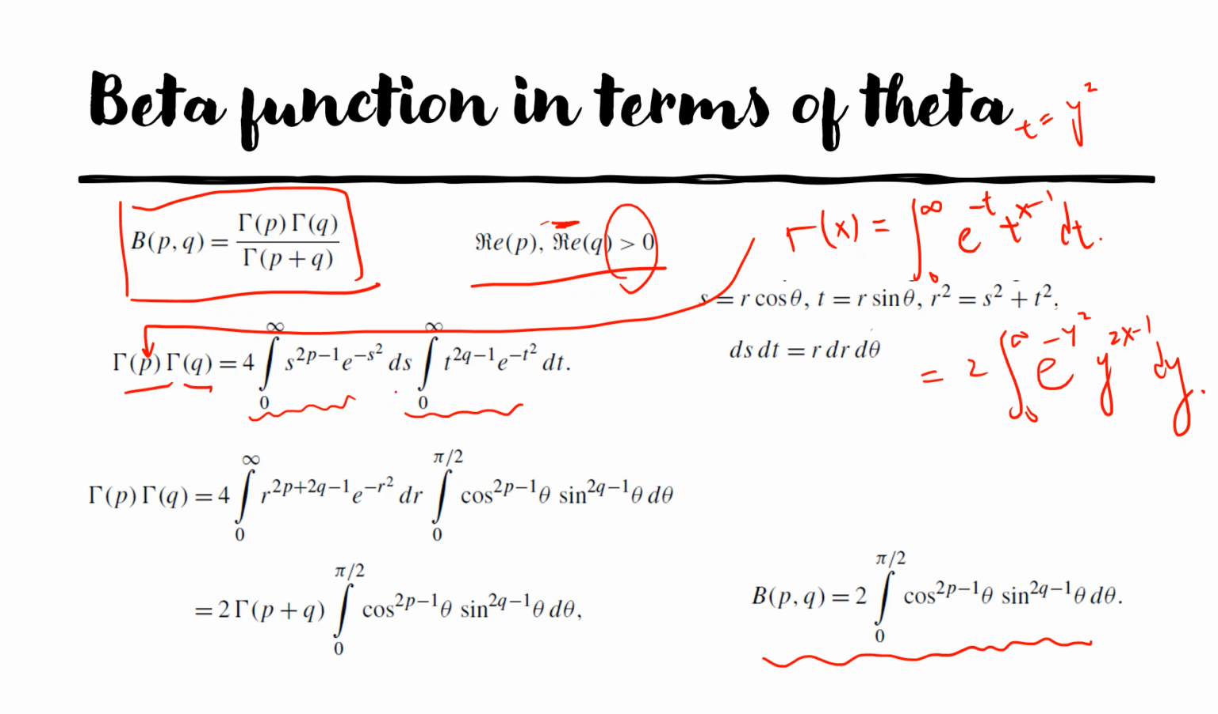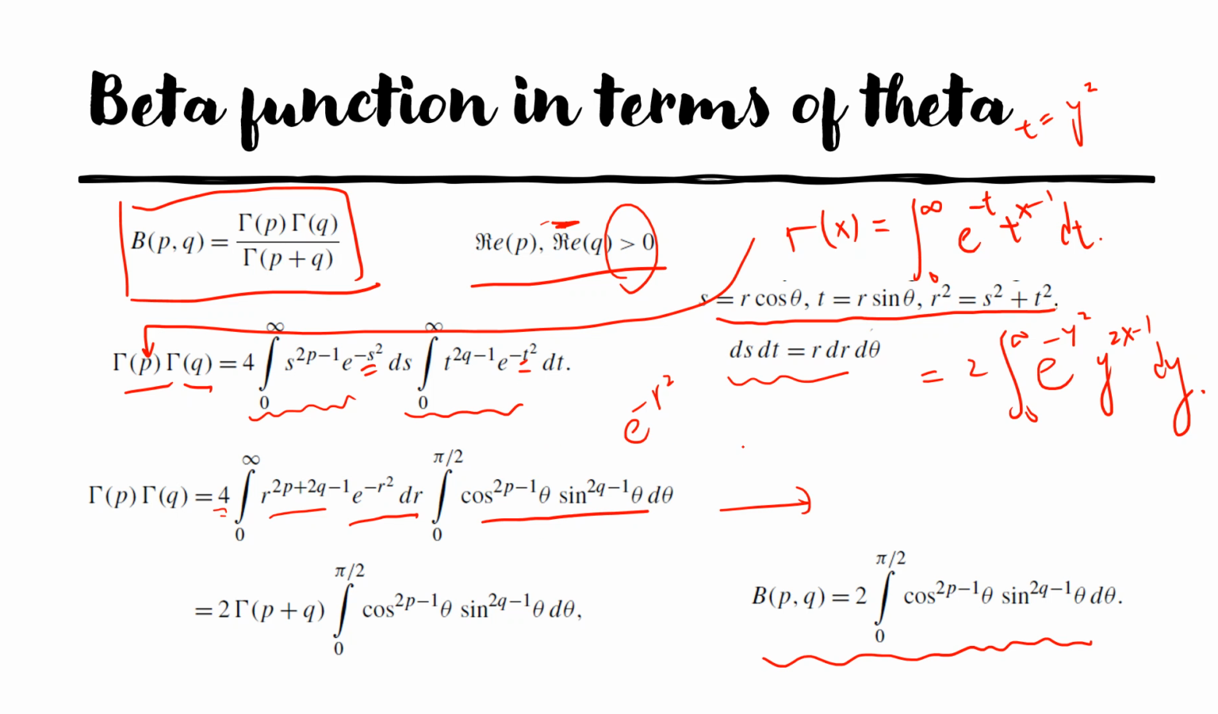So I use s in one and t in the other, and we can combine them together. You see there's s squared plus t squared, which tells you that you might use polar coordinates: s equals r cosine theta, t equals r sine theta, and r squared equals s squared plus t squared. So you get a 4. When you combine these, the two exponentials give you the exponential of minus r squared. Then you combine the r terms, and then the theta terms, and you get this.